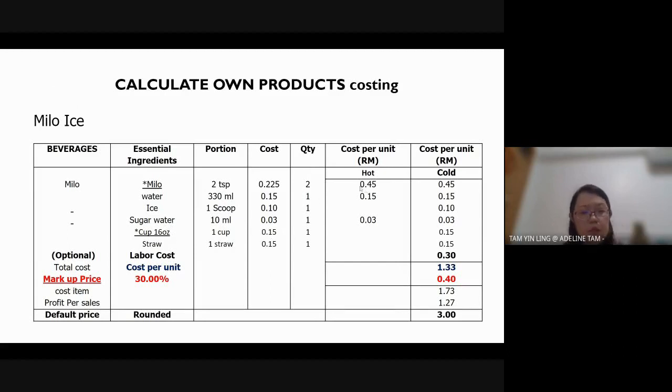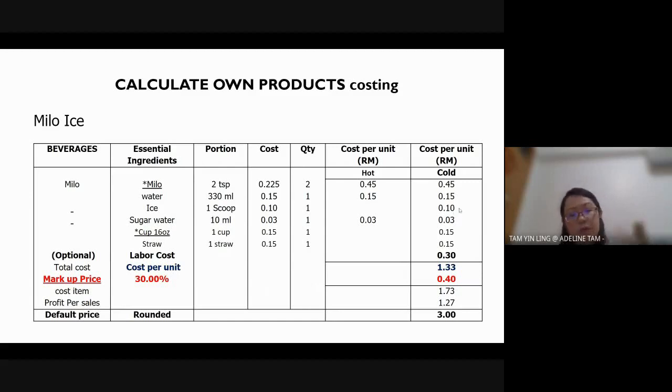And then each one of it, you have to include in the cost. Don't say the ice, just a scoop. I don't know how much to cost. Still, you need to cost it, to give it a cost. Let's say my ice is 10 cents.